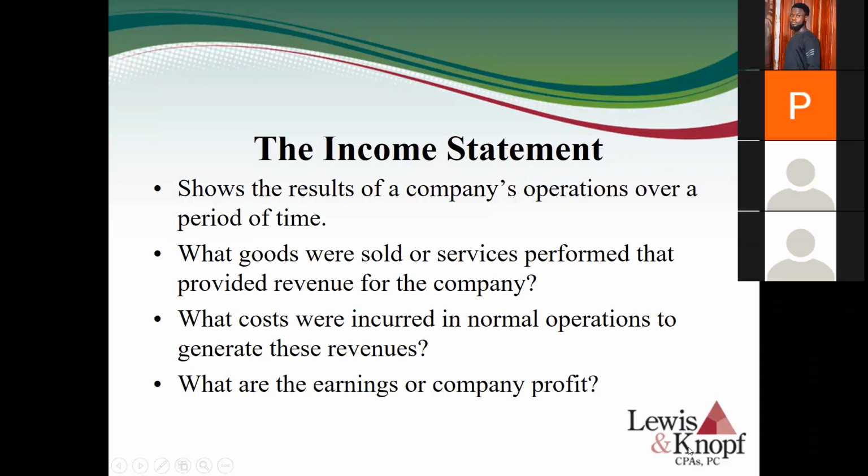So the income statement tells us the revenue that we have generated and how much is expense. What are the earnings or the profit of the company? Basically, it tells us the profit of the company, whether they are making profit or making a loss.